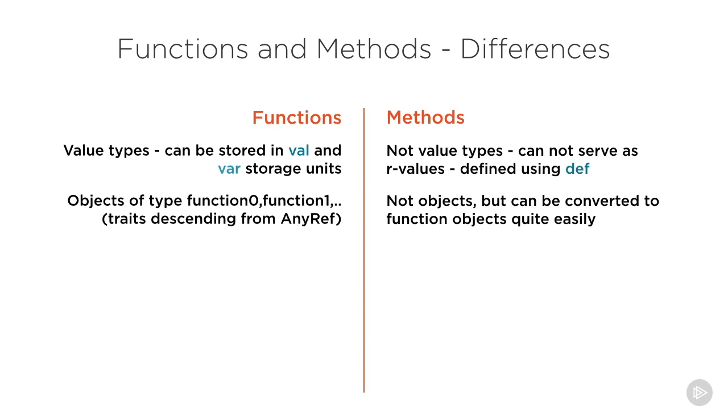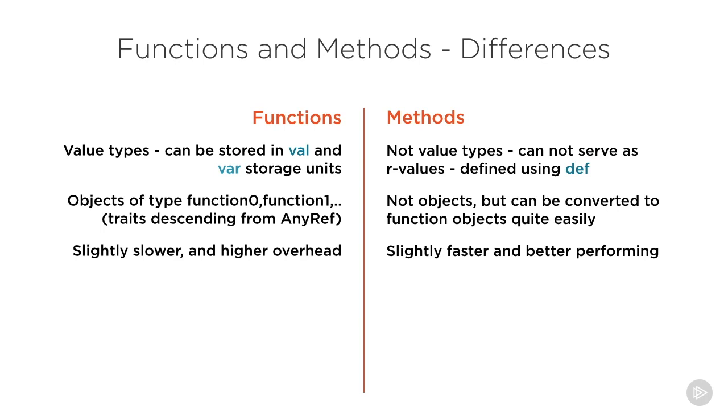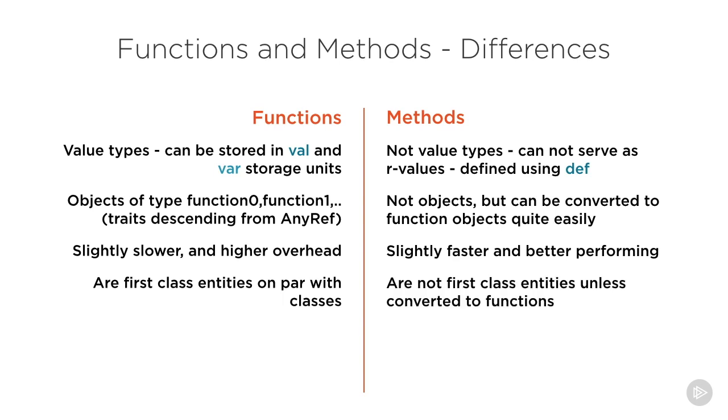Methods, on the other hand, are not objects. However, they can be pretty easily converted to function objects. We'll see how in just a little bit. This also implies that functions are ever so slightly slower and have a higher storage overhead because of the extra indirection involved with a function object as compared to a method. Functions are first class entities on par with classes. Methods, on the other hand, are not first class entities unless they are converted to function objects.